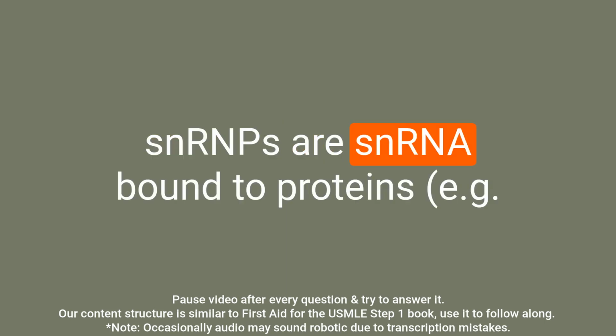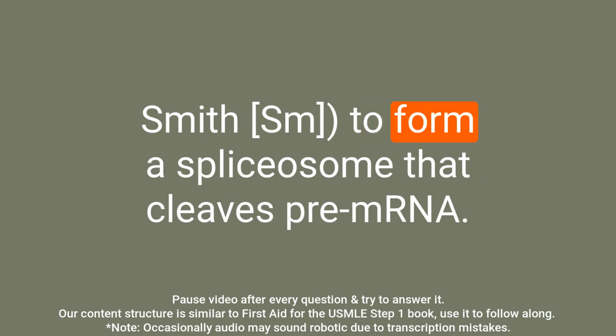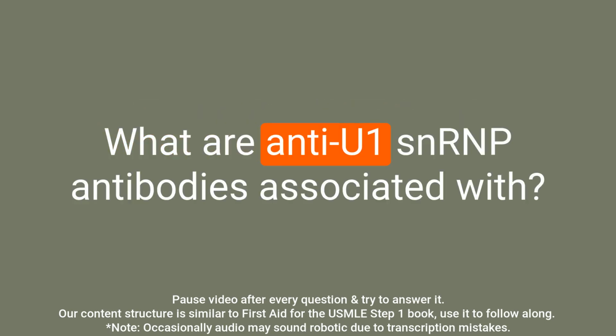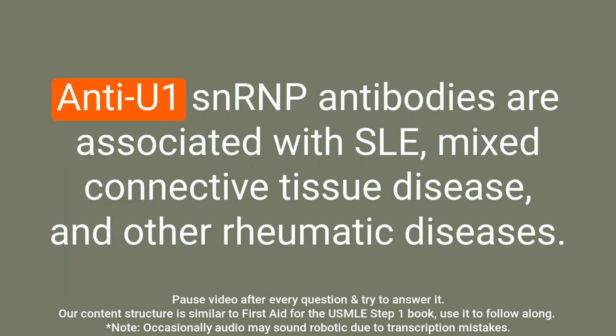Question: What are snRNPs? Answer: snRNPs are snRNA-bound proteins to form a spliceosome that cleaves pre-mRNA. Question: What are anti-U1 snRNP antibodies associated with? Answer: Anti-U1 snRNP antibodies are associated with SLE, mixed connective tissue disease, and other rheumatic diseases.